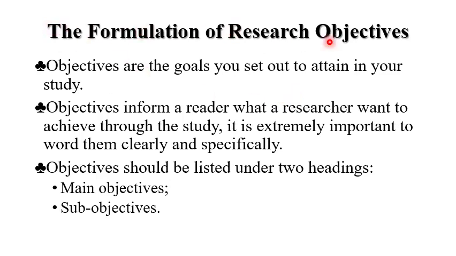The formulation of research objectives. Objectives are the goals you set out to attain in your study. Objectives inform a reader what a researcher wants to achieve through the study, and it is extremely important to word them clearly and specifically. Objectives should be listed under two headings, main objectives and sub-objectives.